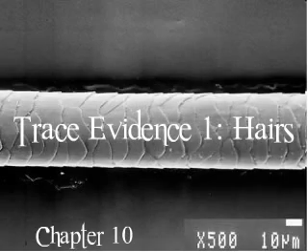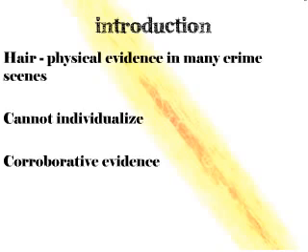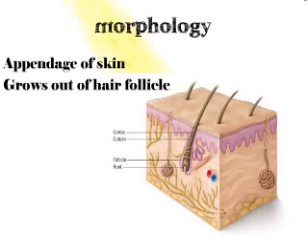Forensic examination of hair. Hair is encountered as physical evidence in a wide variety of crimes. It is not possible to individualize a human hair through its morphology or structural characteristics, but through the isolation and characterization of DNA present in the hair. However, the morphology or structural characteristics of hair can provide strong corroborative evidence for placing an individual at the crime site.